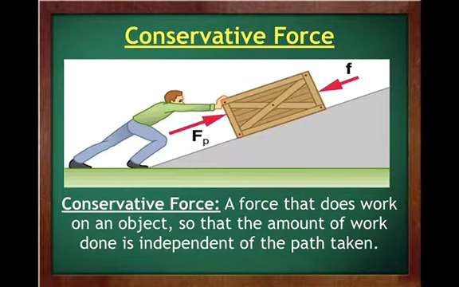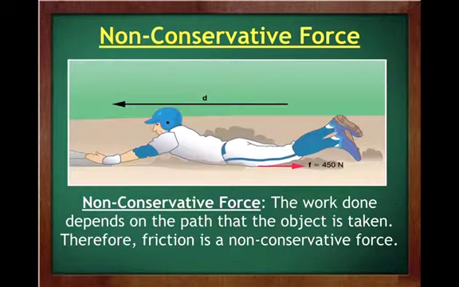We can classify two different types of forces here. One is a conservative force, which is a force that does work on an object so that the amount of work done is independent of the path taken. For example, if you did it in a zigzag motion versus in a straight motion, you start and end in the same place, so it doesn't matter which way you do it. Versus a non-conservative force, which is work done that depends on the path that's taken.